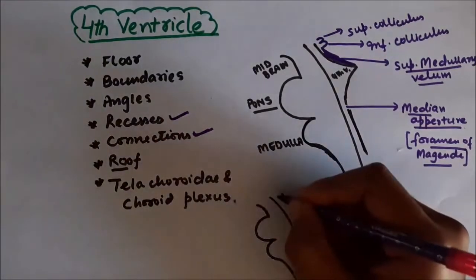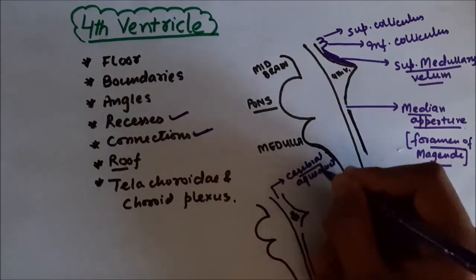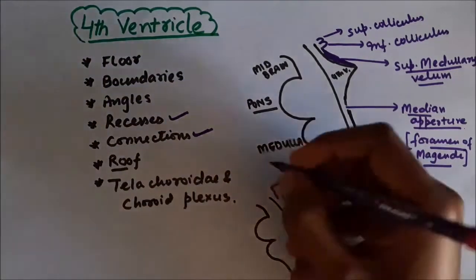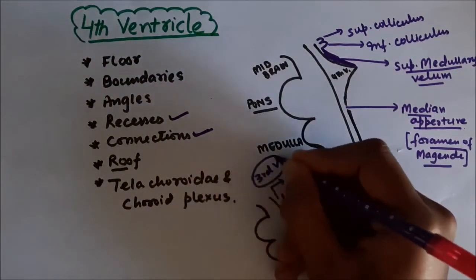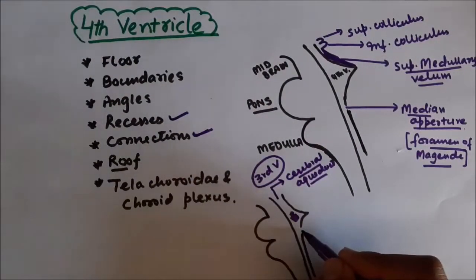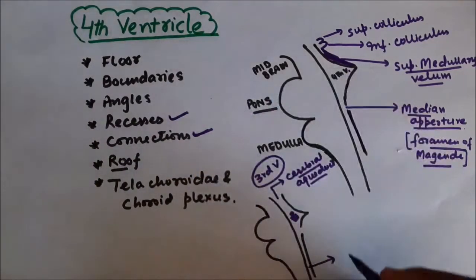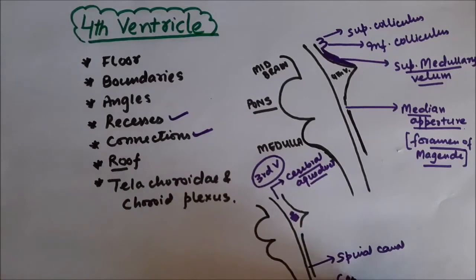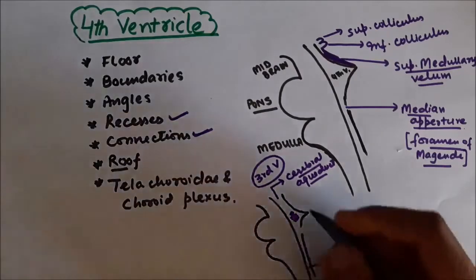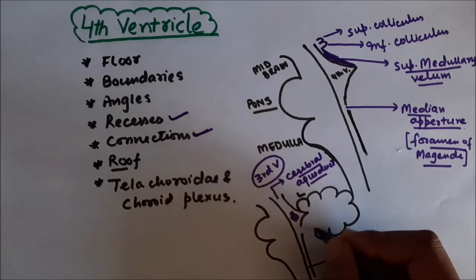So this is the cavity of the fourth ventricle, and superiorly it communicates through the cerebral aqueduct. At the level of the midbrain, this continues as the cerebral aqueduct, and through this the cavity of the fourth ventricle communicates with the third ventricle. Inferiorly we have the central canal of the spinal cord. This cavity of the fourth ventricle continues with the central canal inferiorly. So this is how the fourth ventricle is connected.